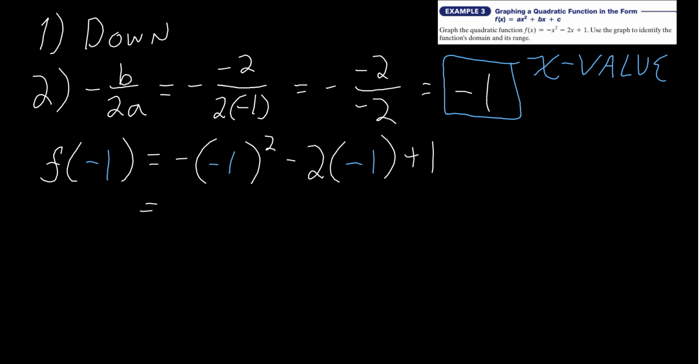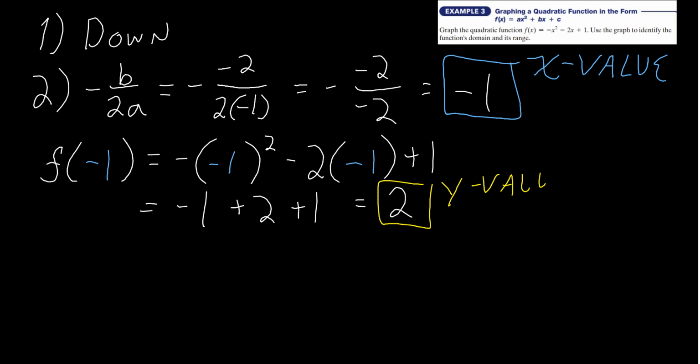The negative in front makes it a negative 1. Negative 2 times negative 1 is a positive 2, plus 1. So we got 3 minus 1, so it's a 2. Whew, okay, so this is my y value. Okay, so my vertex is going to end up being (-1, 2). All right, hopefully that made sense.